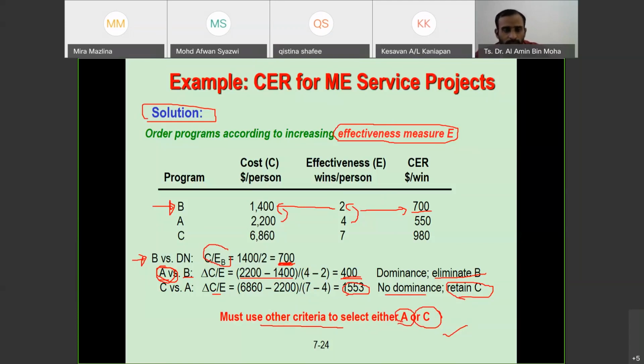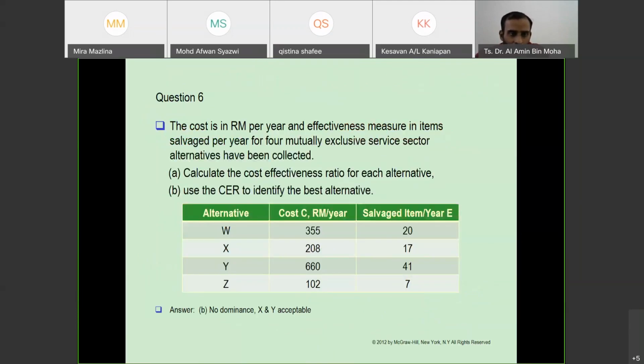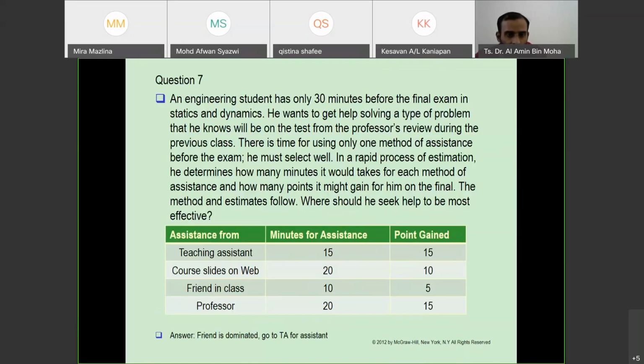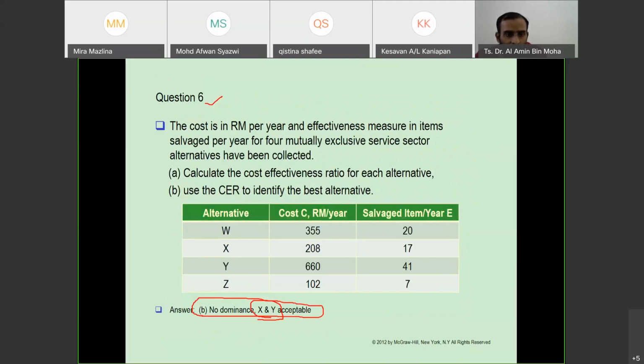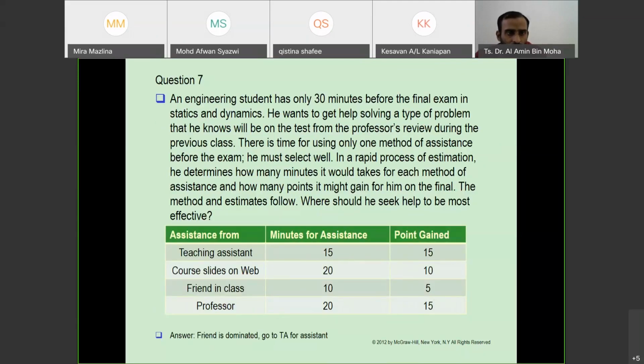You need to go through the example again. I know it's a bit tricky. We have given some example questions here for you to try by yourself, and we give the answer here. In this answer, there is no dominant, which means there are 2 answers going to be the final. Try to do it, and if you have any problem later on, let me know. We give 2 questions for CER, question 6 and question 7.